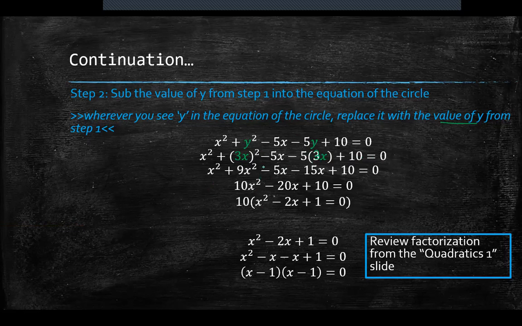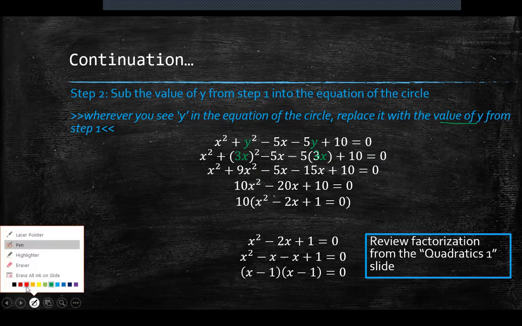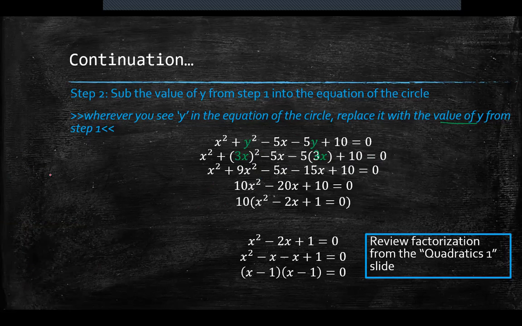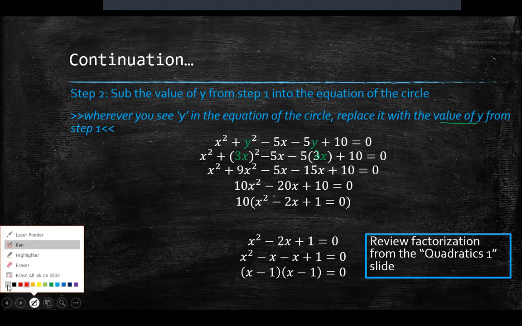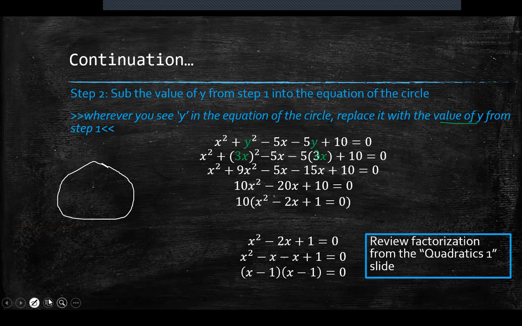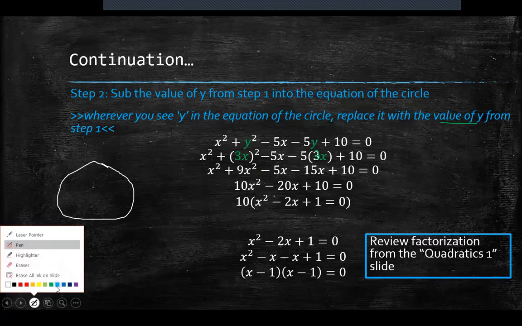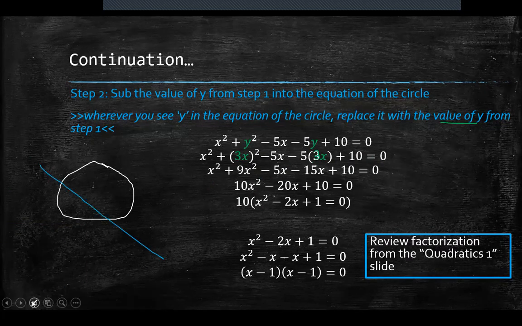And what we need to do now is find what the value of x is. Why are we finding the value of x? Because remember, I showed you the circle, the line, and the point of intersection. We said that this point has a coordinate, and it's in the form x, y. So that means we need to find what x is, and we need to find what y is. This step allows us to find what x is.